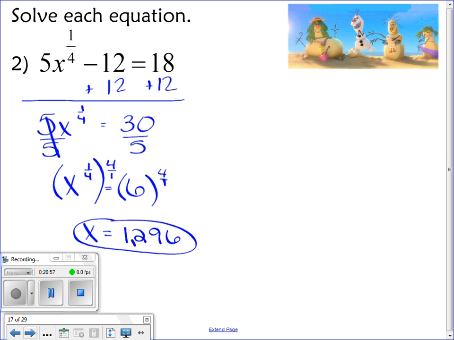I divided by 5, because this fractional exponent is only on the x. If this was in parentheses, I'd have left it with it. Right, so I had to get rid of it before I could raise things to the reciprocal. Yeah, it kind of goes back to that whole thing we've been practicing about, does it go under the radical when you flip it into radical form, or does it not? It's the same idea.